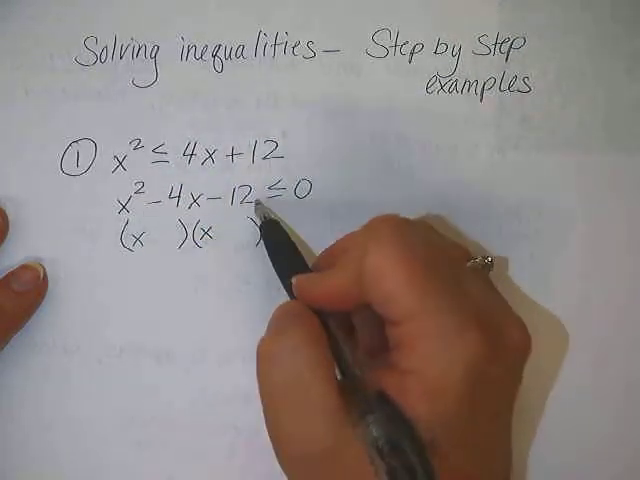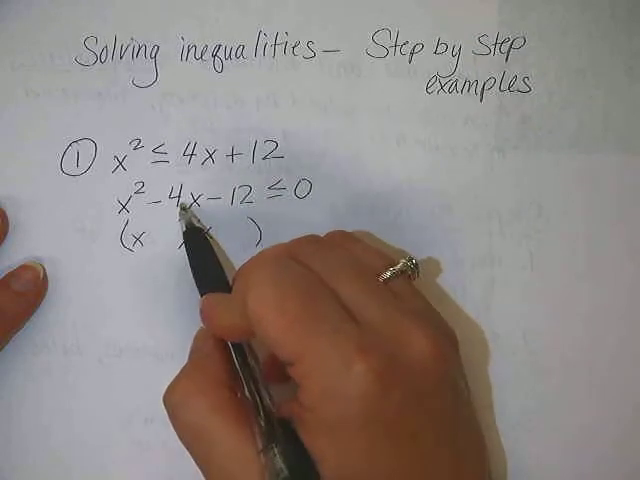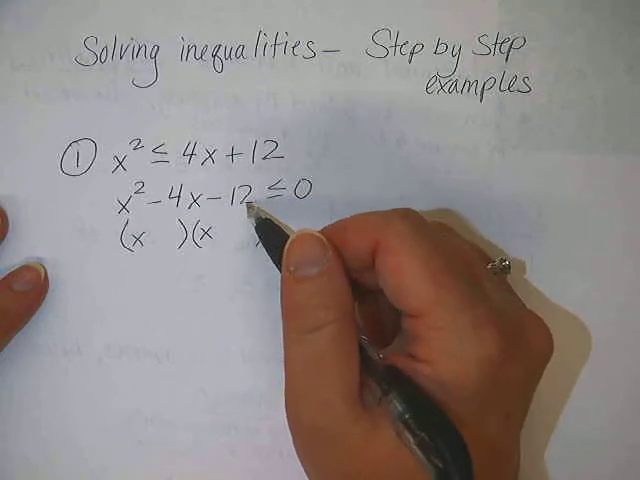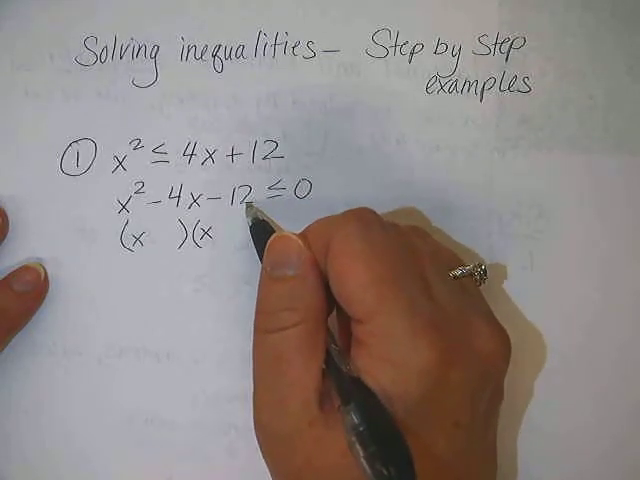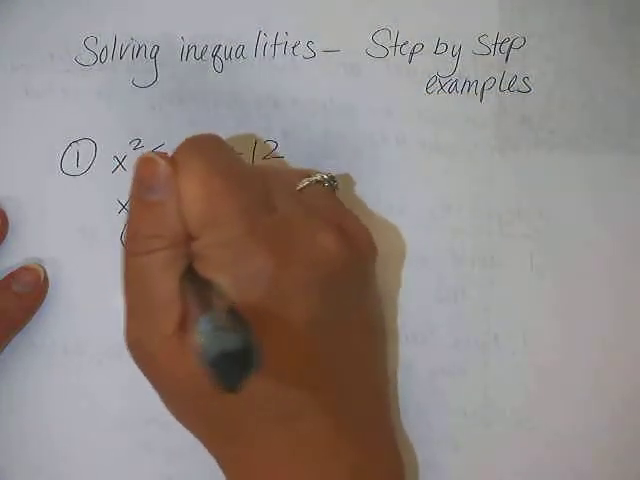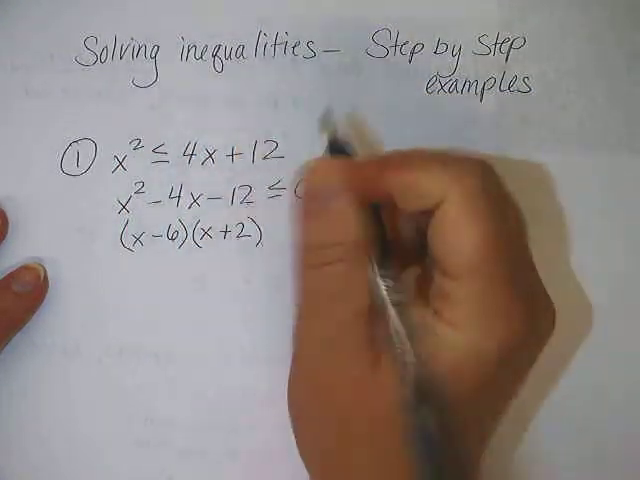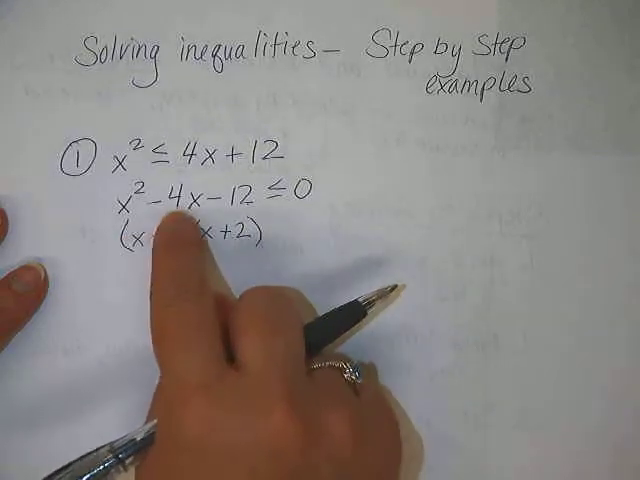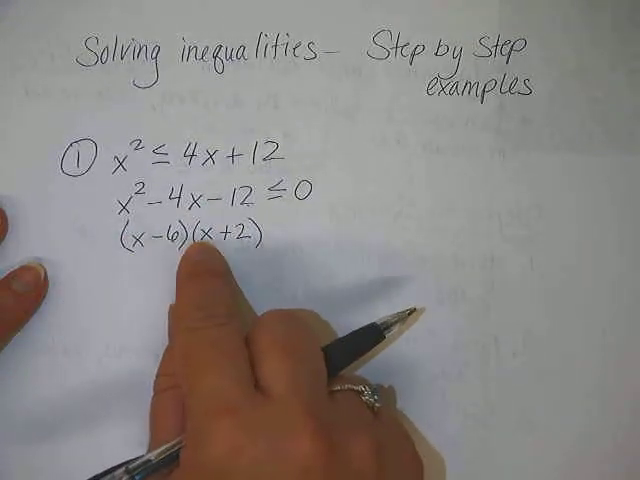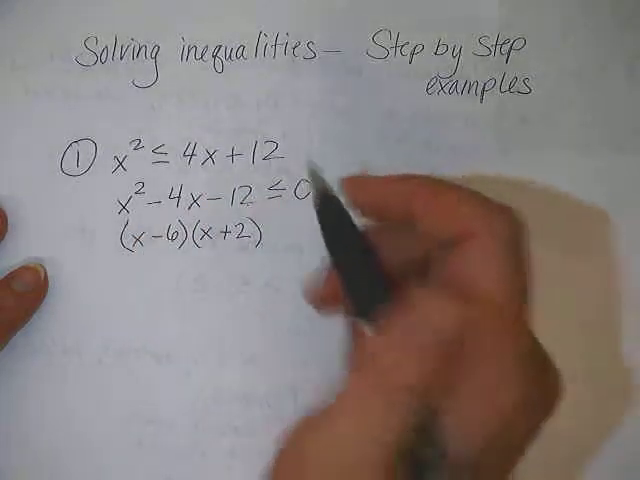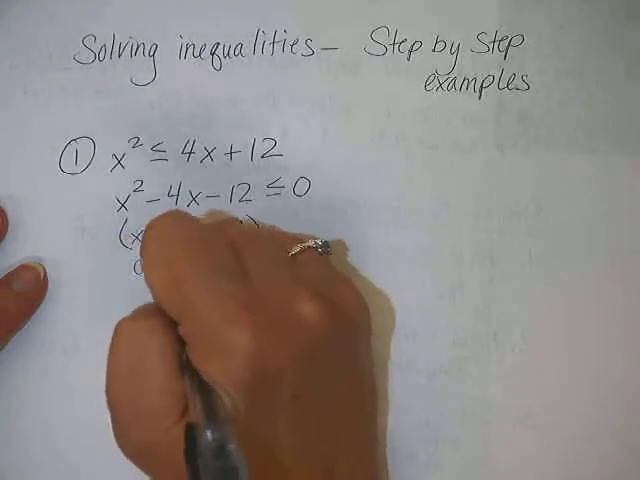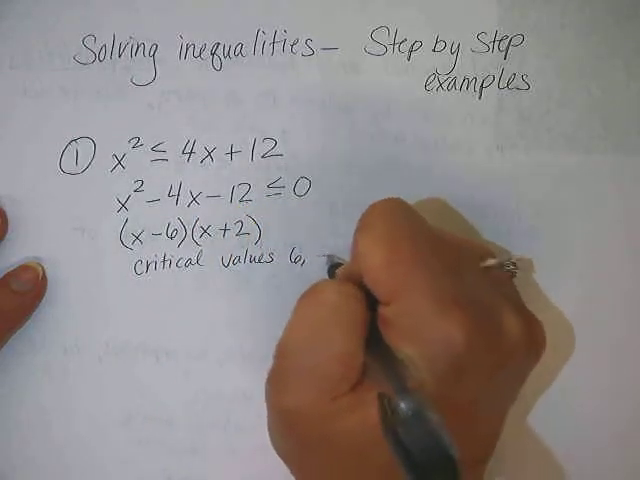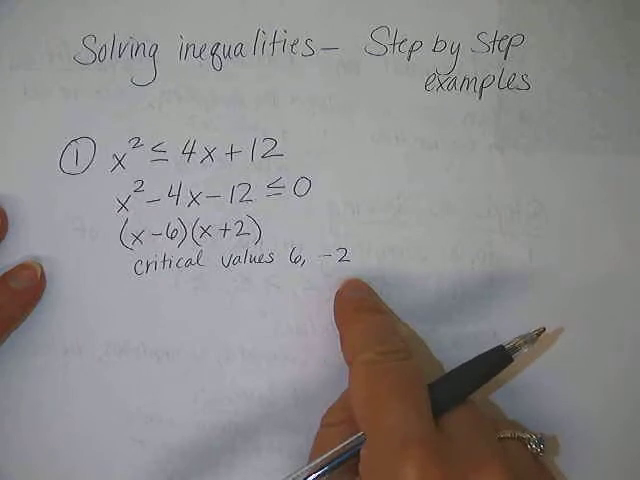So x squared breaks into x and x, and then factors of 12 that would subtract to get 4. 6 and 2, right? My brain's not functioning very well today. So with a negative 6 and a positive 2, if we were to FOIL this back out again, we would get our negative 4 in the middle with a negative 6x plus positive 2x. Okay, so our critical values then are positive 6 and negative 2.